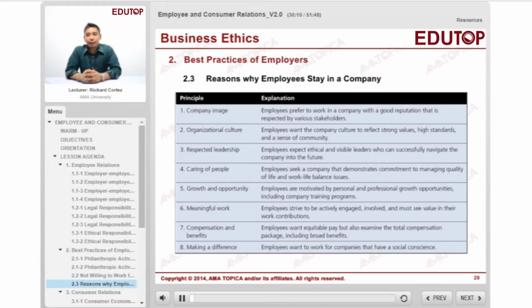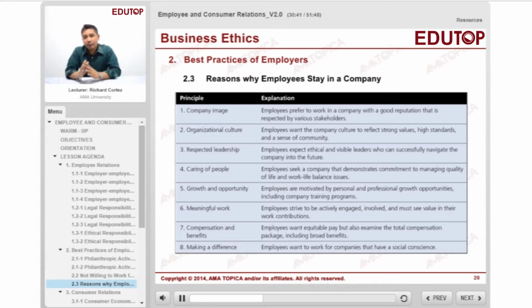2.3 reasons why employees stay in a company. So this is the opposite. Why do employees want to stay in one company? We have eight reasons why they stay. The first reason is the company image. If the image of the company is good, the employees will stay in that company. And number two, if the culture of the organization is good, or they can fit in the organization, they want to stay in that company.